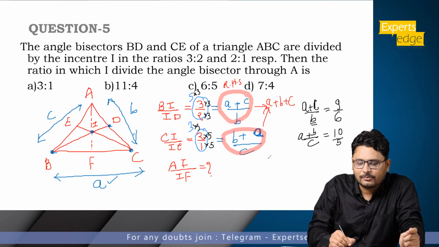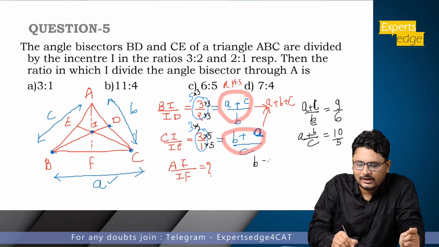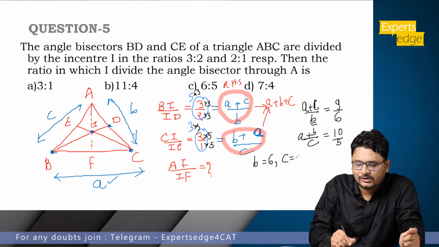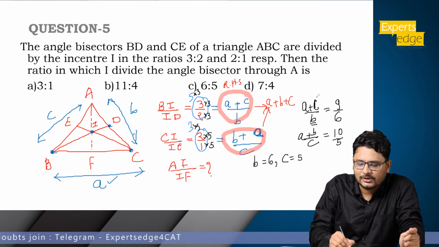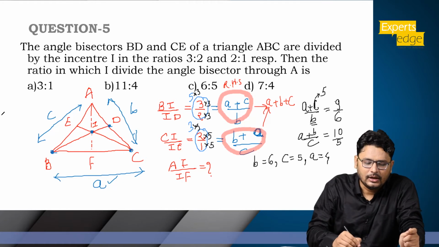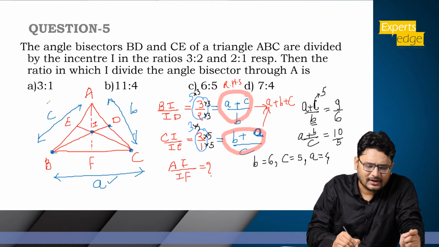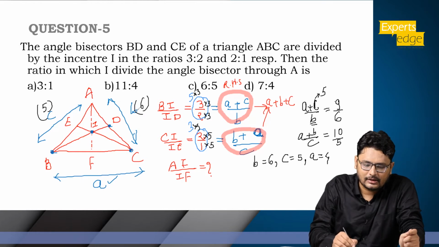C का वैल्यू आएगा 5. So B I'll get as 6, C I'll get it as 5. तो अगर ये मेरा 5 है, A plus C has to be 9, that means A has to be equal to 4, right? So these are the values which I got. Now C is 5, right? B is 6 and A is 4.